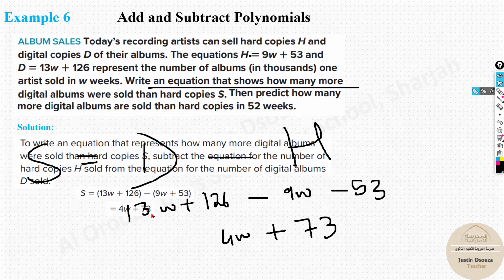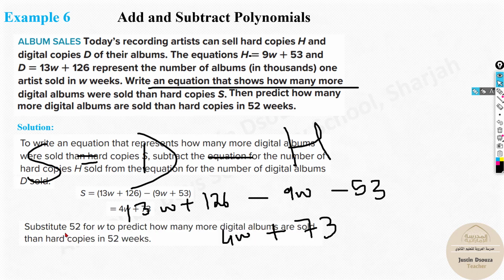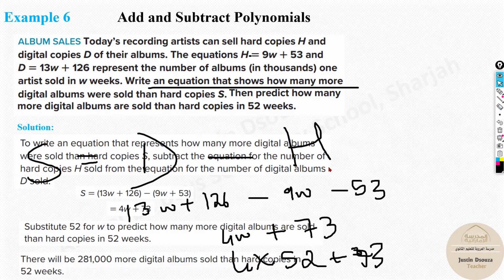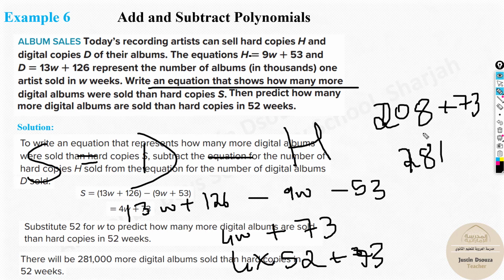Yes, 4W plus 73. But this is not over. They were asking to predict how many for 52 weeks. All you need to do is substitute this W as 52. So multiply 4 into 52 plus 73. That will be your answer. 52 into 4 is 208, plus 73, that will be 281. Now this is your answer.